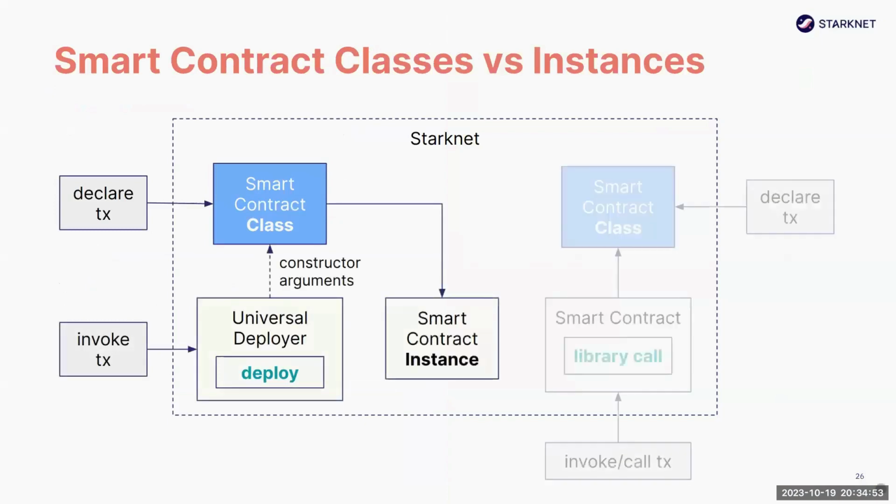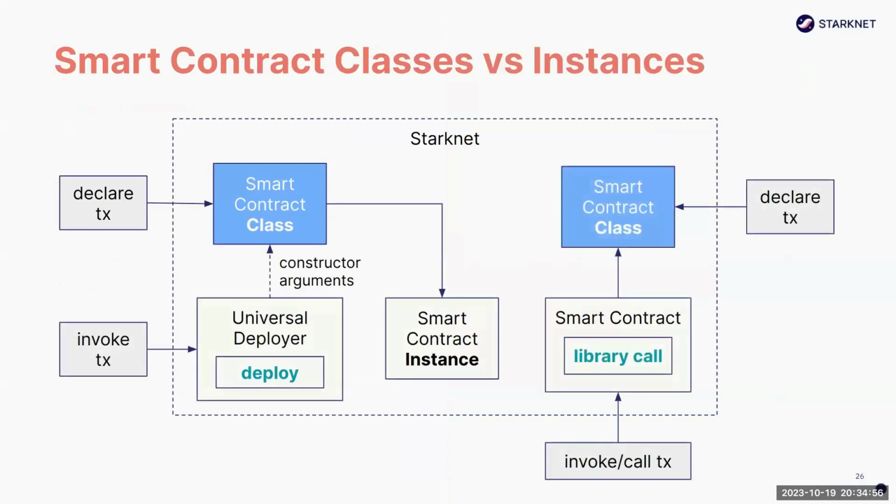So, smart contract classes versus instances. When you declare a contract here, you get the smart contract class, right? Remember our universal deployer, right? We said the universal deployer is supposed to deploy our contracts. So you have the declare transaction. You declare you want to deploy your contract, right? You have to declare it first, right? And once you declare it, you use your universal deployer, right?